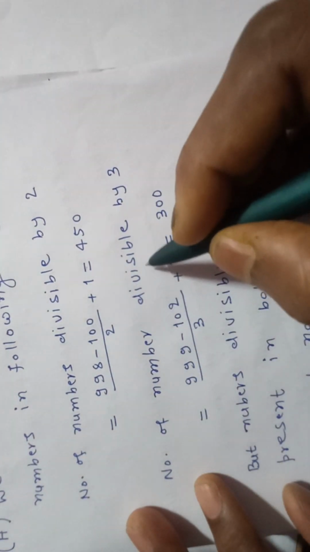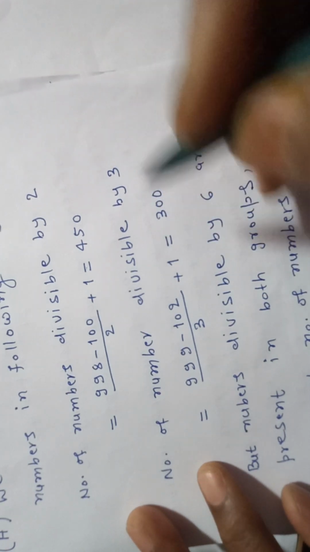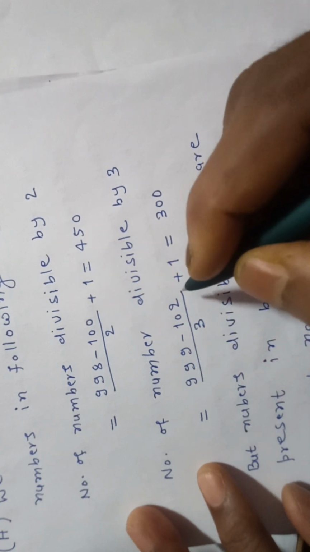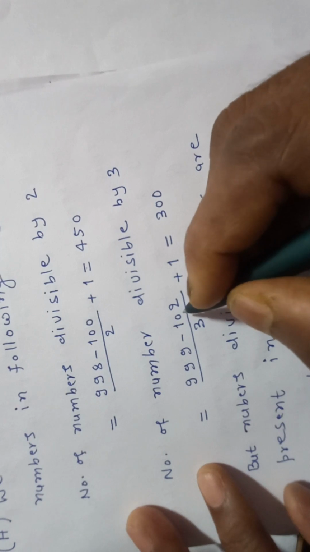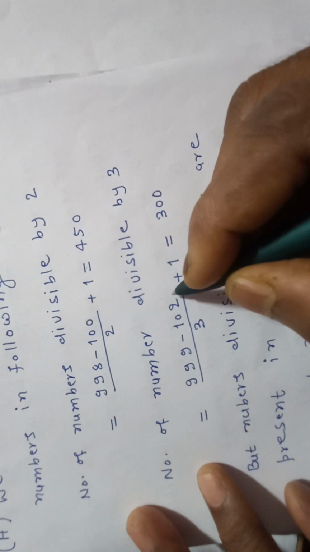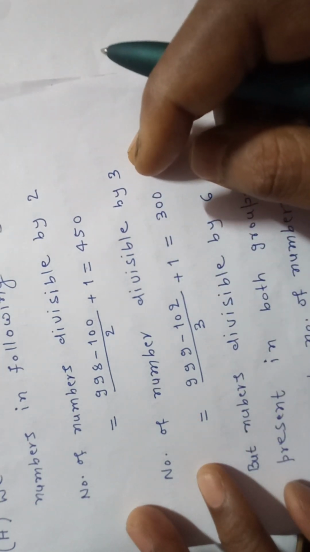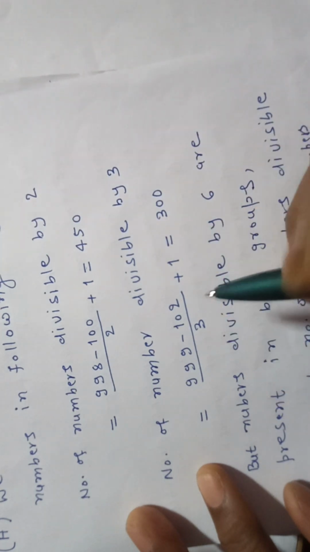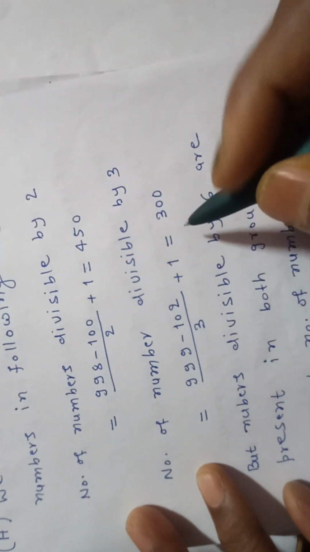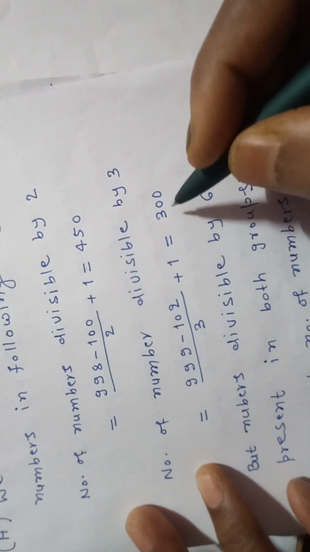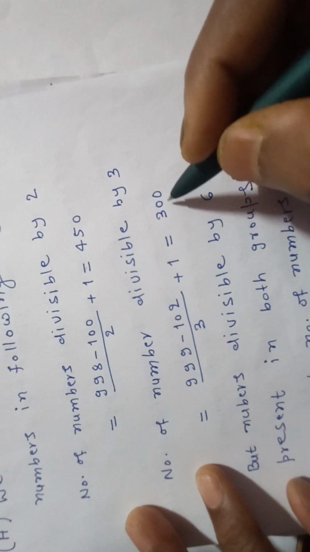Similarly, number of numbers divisible by 3. The largest number of 3 digits divisible by 3 will be 999, and the smallest number of 3 digits divisible by 3 will be 102. Again, using the formula of finding the number of terms of an AP whose common difference is 3, we get the number of numbers equal to 300.